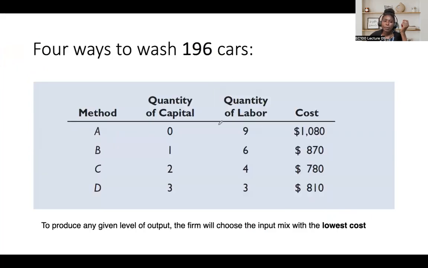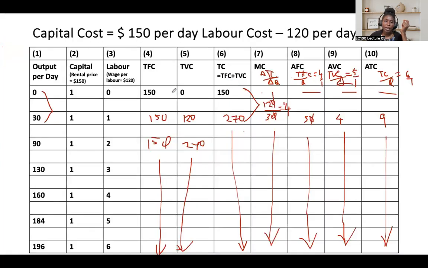So here is an example of washing. You remember the cars. Our example with the cars, this was our example, 196 cars.